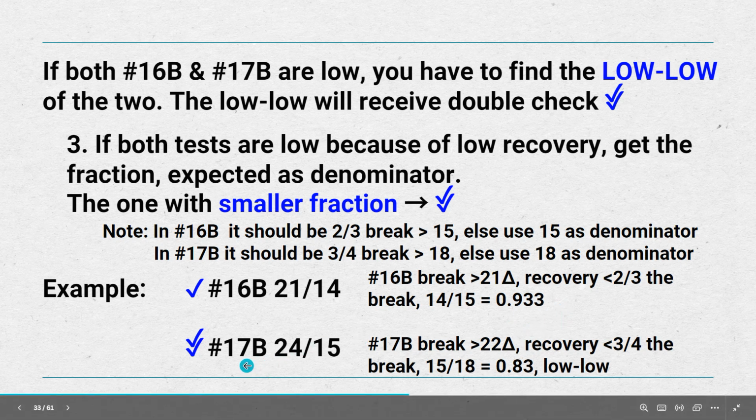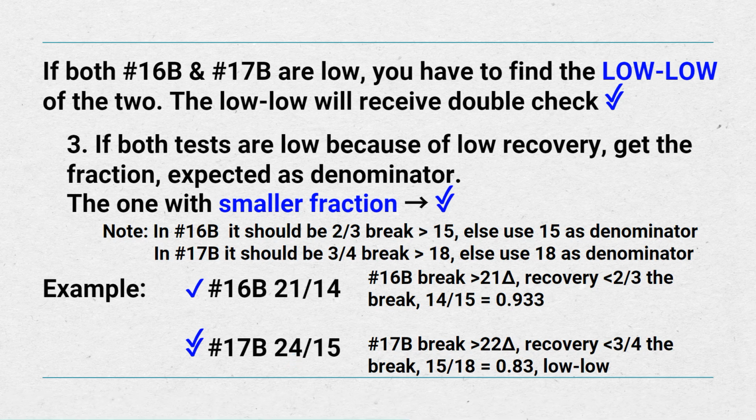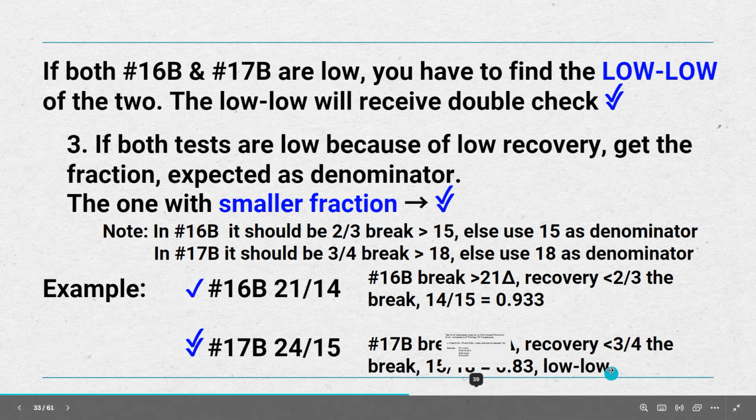For 17b, use the given 15 as your numerator. And what is 3/4 of 24? That is 18. So 15 over 18 is equal to 0.83. So compare 16b and 17b. 17b is lower, so consider it low.